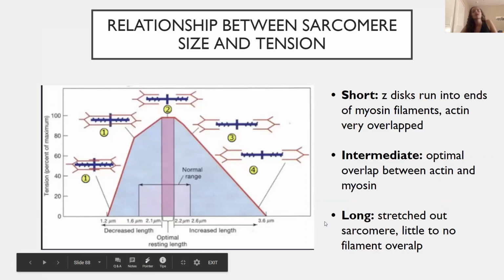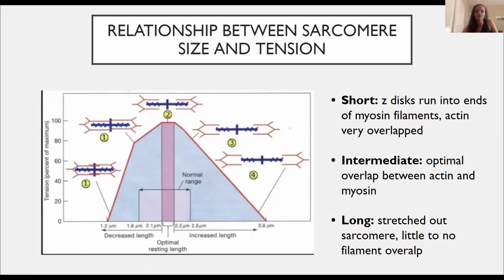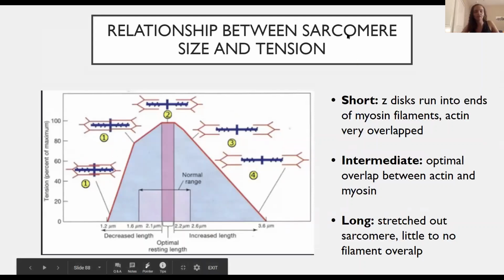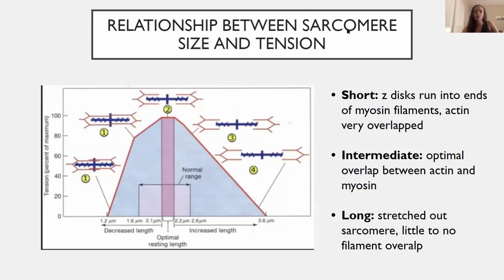Okay, so there's an interesting relationship between sarcomere size and tension. We actually find that the optimal size of a sarcomere is intermediate. This graph shows us the maximum tension is at the middle point. So it's kind of like a regular graph, peaking right at the middle. That's when we have optimal overlap between actin and myosin filaments.